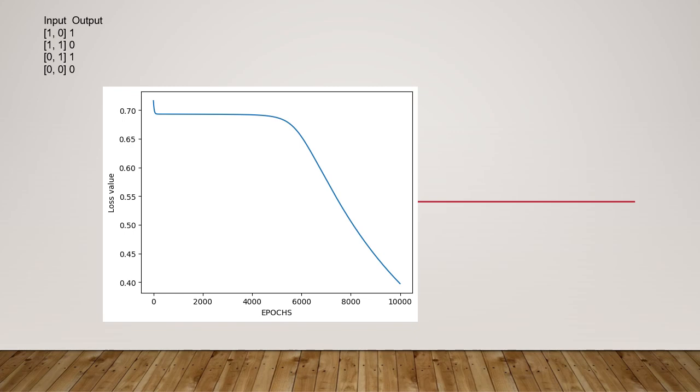For the given input 1 comma 0, the output will be 1. For the second given input 1 comma 1, it will be 0. For the next input 0 comma 1, the output will be 1. For the last input 0 comma 0, the output will be 0. These inputs and outputs are following the XOR operation for the implementation.